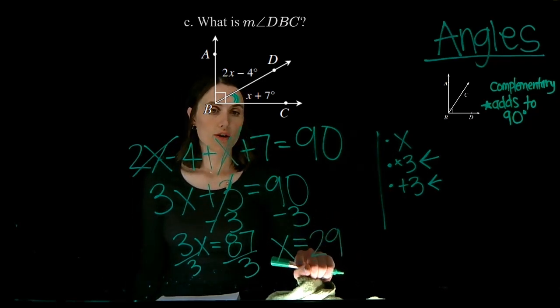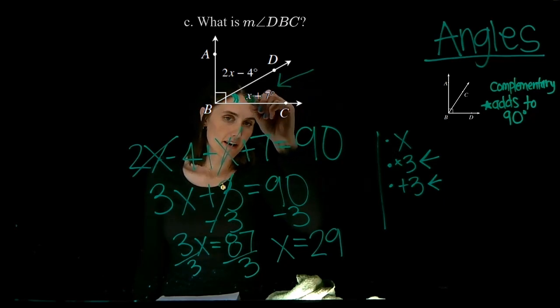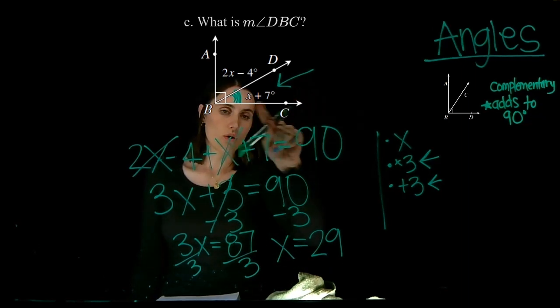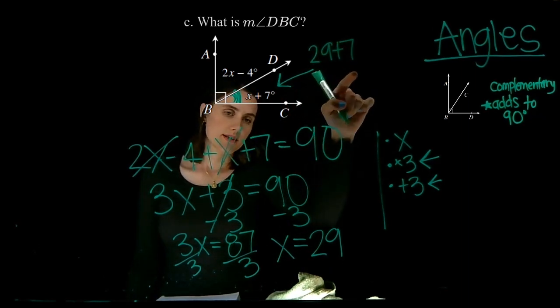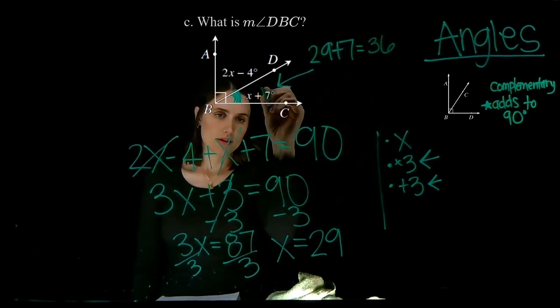So now that we know the value of x, we can plug it in to this equation right here to figure out how many degrees this angle is right here. So we will replace this x with 29. We can figure out what the whole angle measurement is here. 29 plus 7. 29 plus 7 is equal to 36. So that tells us that this angle right here is equal to 36 degrees.